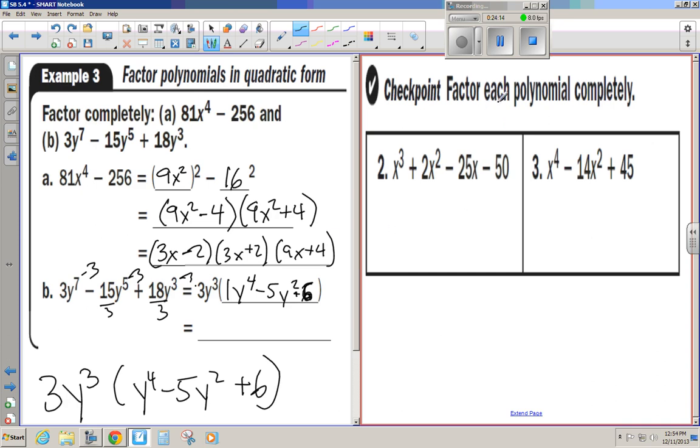All right, checkpoint. Factor each polynomial completely. This one here, we need to factor by grouping. And it's already set up for us. Take an x squared away from the first two terms. So we're grouping this together, grouping this together. Well, when we take that away, it becomes an x plus 2.